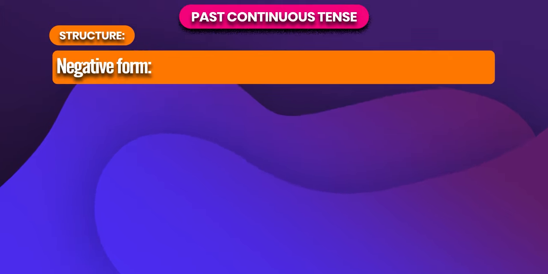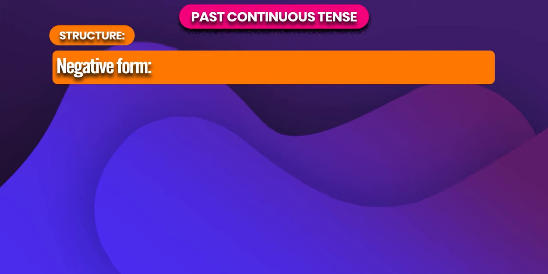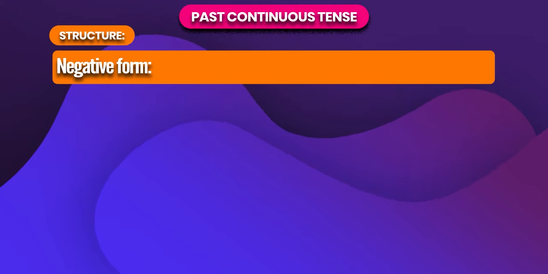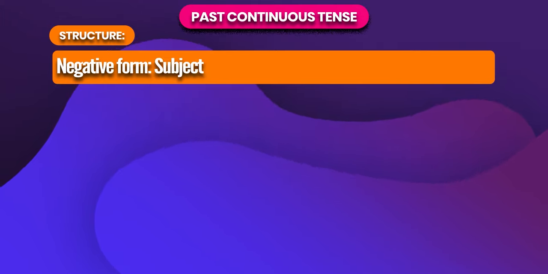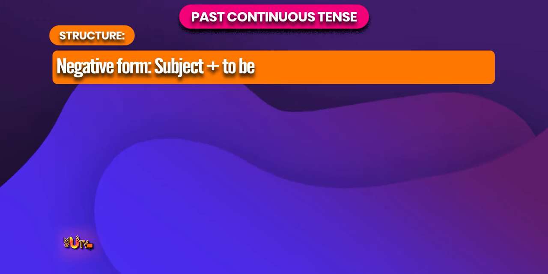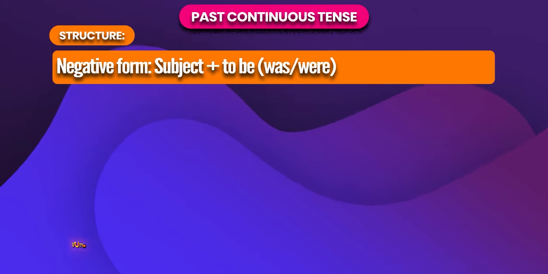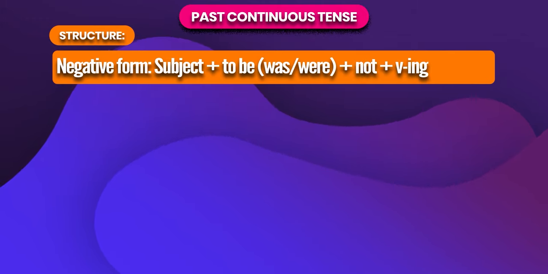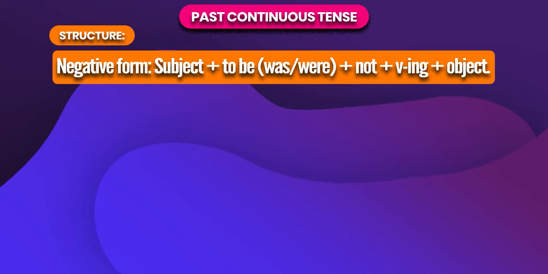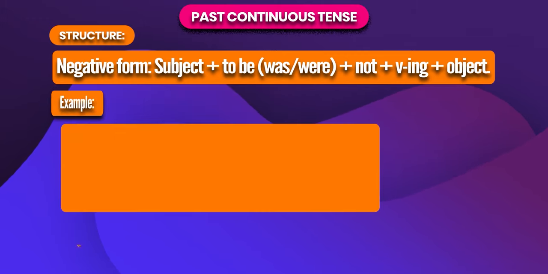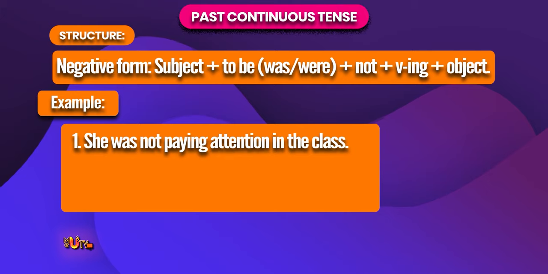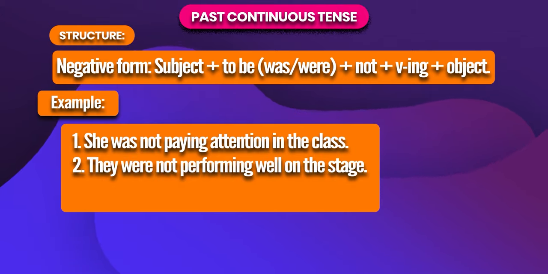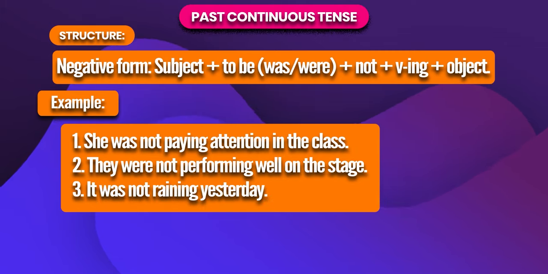For the negative form, just insert not before the ing form of the verb. First, subject plus to be verb was or were plus not plus verb ing form plus object. She was not paying attention in the class. They were not performing well on the stage. It was not raining yesterday.